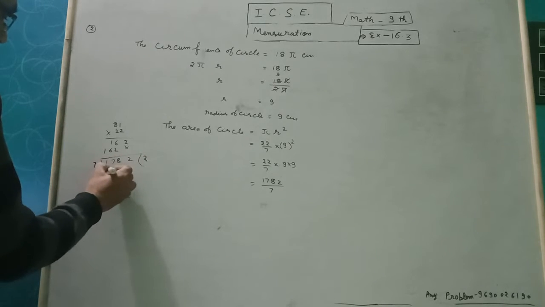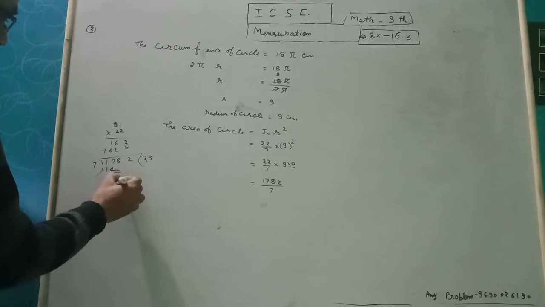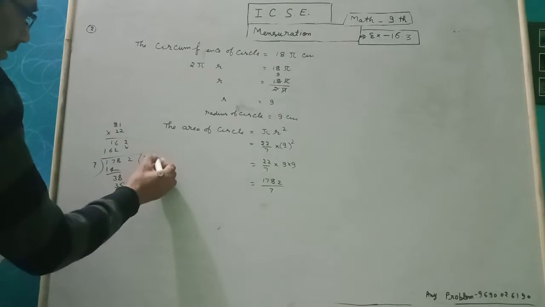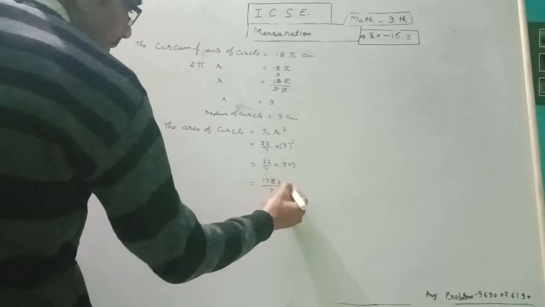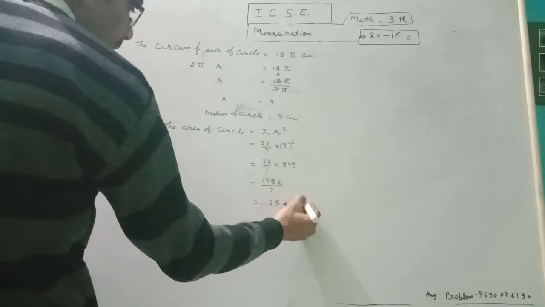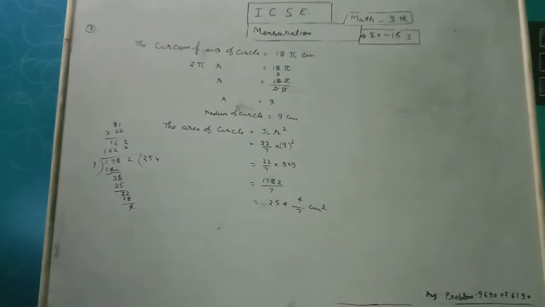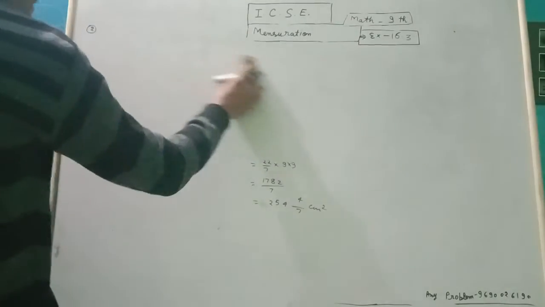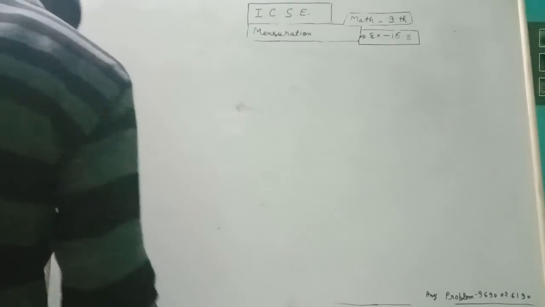7 twos are 14, 7 fives are 35, and 7 fours are 28, is equal to 254 4 upon 7 cm square. Area unit is cm square. Question number 2 is complete. Now question number 3.